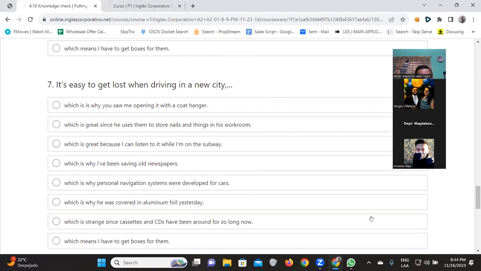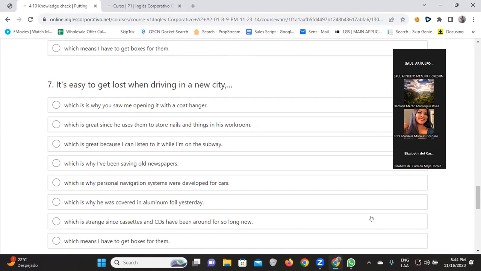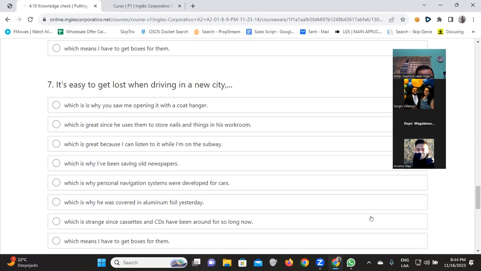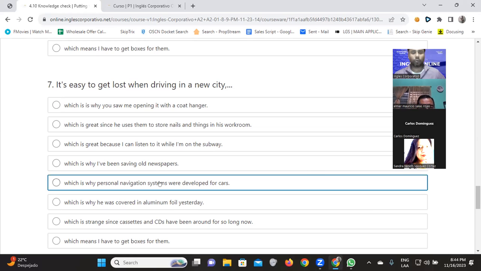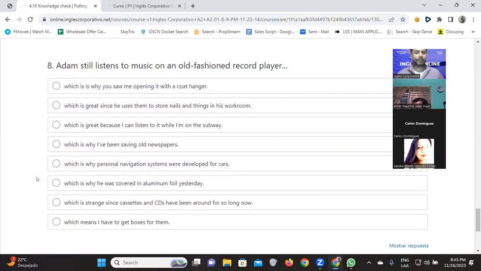One more volunteer, number seven. Me, teacher. Elmer. Go ahead, Elmer. It's easy to get lost when driving in a new city, which is why personal navigation systems were developed for cars. Very good. Which is why personal navigation systems were developed for cars. Very good, Elmer. Thank you. Let me have number eight. Another participant.